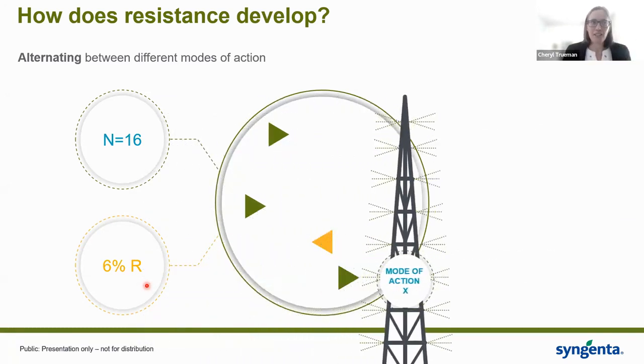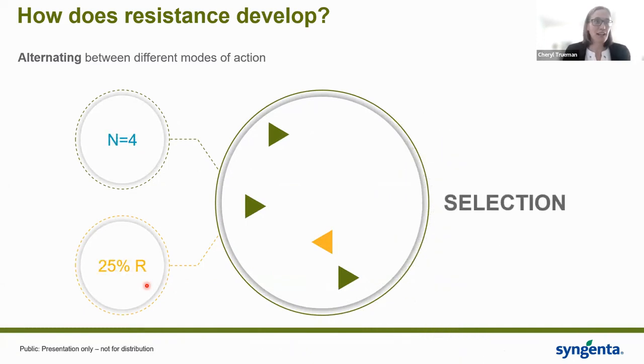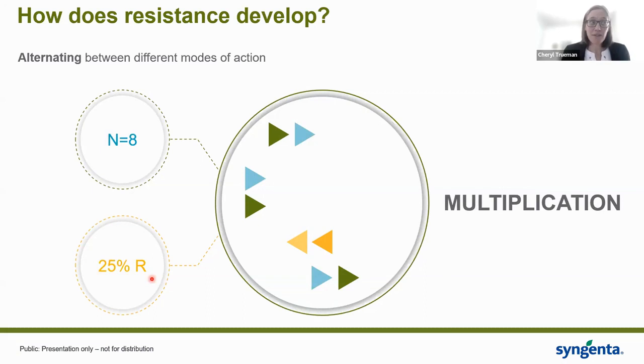We apply mode of action X. So we're selecting for the golden triangle. So now we have 25% resistance. That multiplication step happens, reproducing. We're still at 25% resistance.